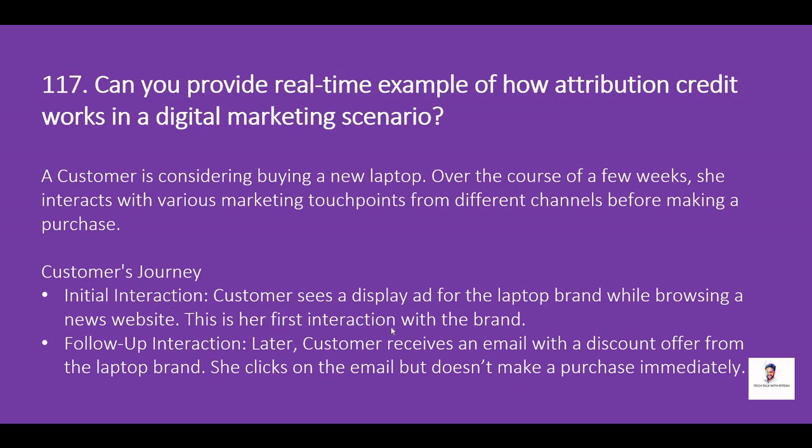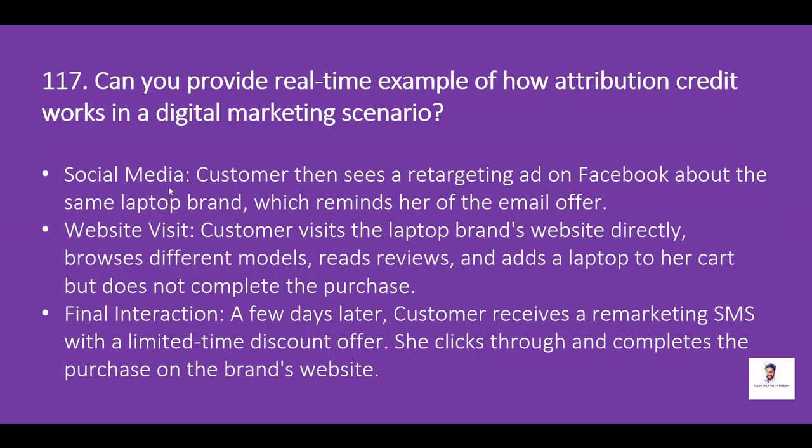Initial interaction. Customer sees a display ad for the laptop brand while browsing a news website. This is her first interaction with the brand. So this is one touch point. Then follow-up interaction, another touch point. Later, customer receives an email with a discount offer from the laptop brand. She clicks on the email but doesn't make a purchase immediately. Social media, customer then sees a retargeting ad on Facebook about the same laptop brand, which reminds her of the email offer.